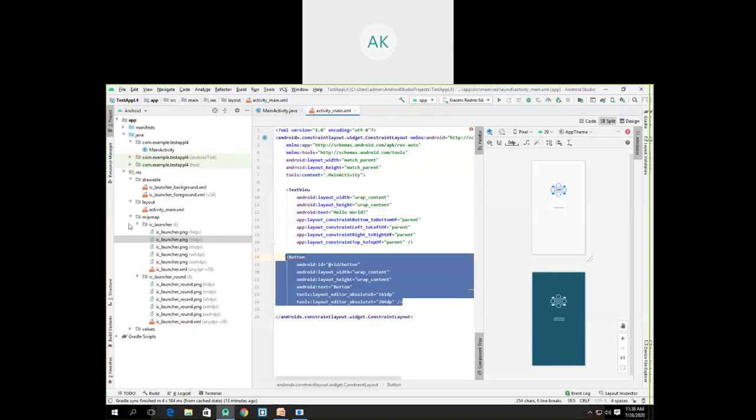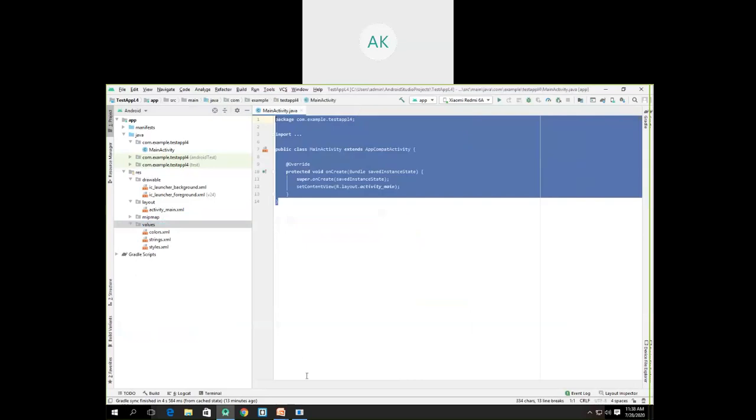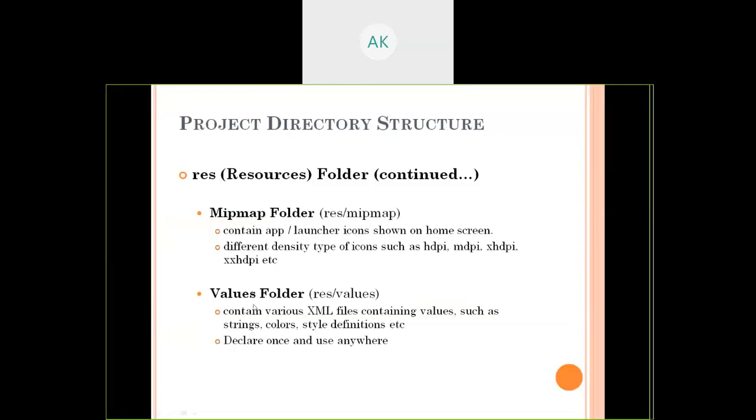Now, along with that, we have one more folder, which is called the values folder. The values folder consists of XML files which contain values. Which values can it contain? It can contain constant values such as strings, colors, or style definitions. This feature allows us to declare a value once, and we can use it anywhere.